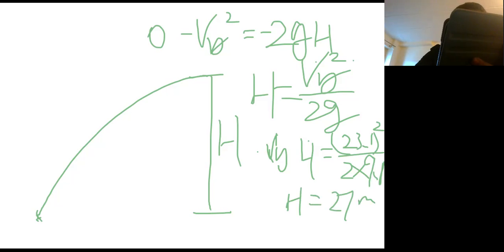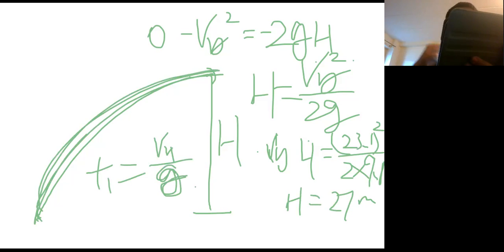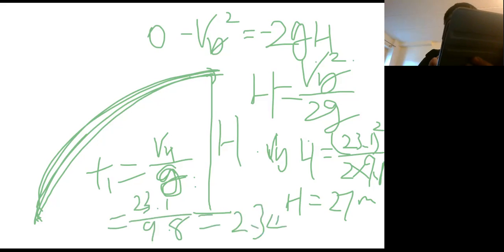In this scenario, T1 is Vy divided by g, because the initial change is Vy and the change is g, both in opposite directions, so I didn't really consider the plus or minus sign. With this function, we can easily get T1. That is 23.1 divided by 9.8, which leads to 2.34 seconds.